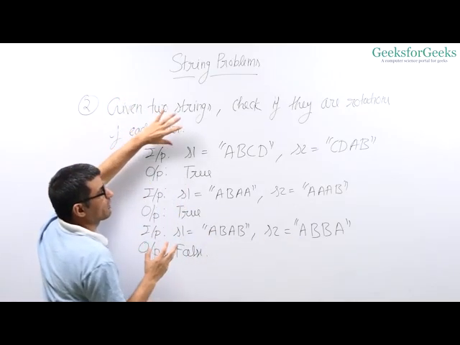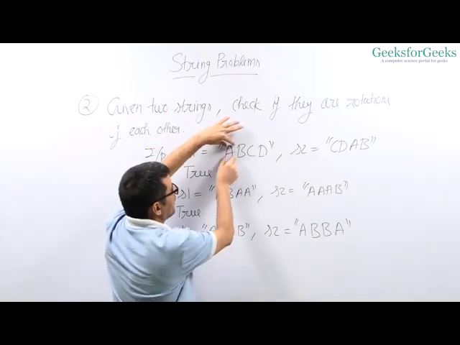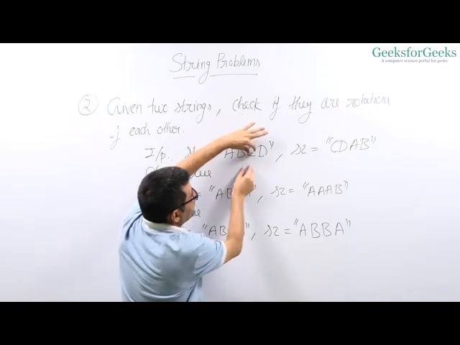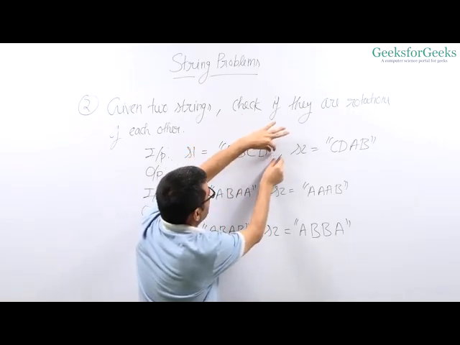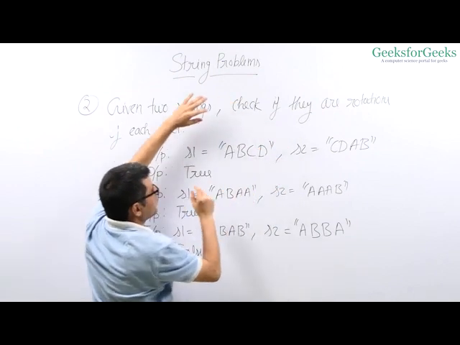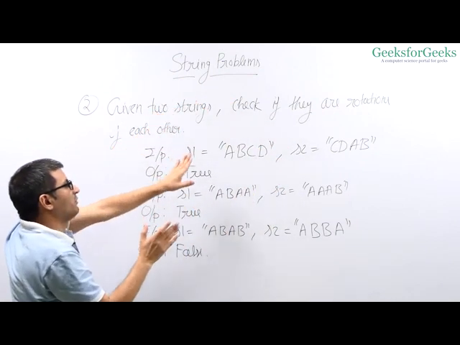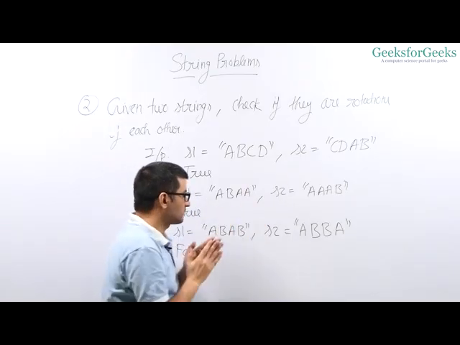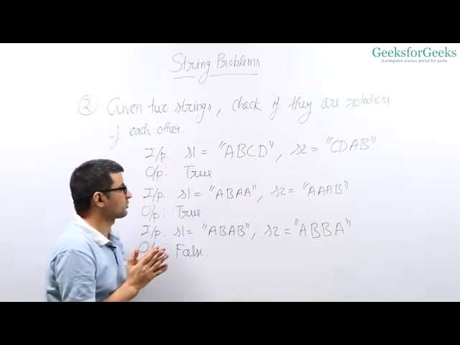So let me clarify what I mean by rotation. I take this character, move it here. Then take this character, move it after B. So these are 2 rotations. Then I move C. This is 3 rotations, right? So I need to check if S2 can be obtained from S1 by doing any number of these rotations. How do you solve this problem?